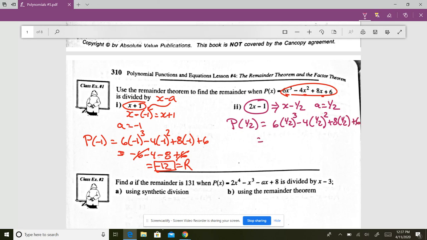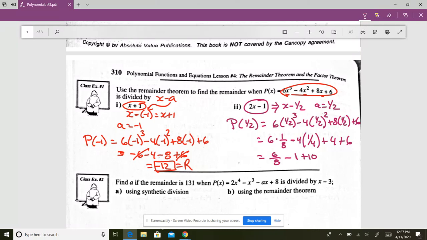So 1/2 cubed is 1/8. 1 cubed is 1, 2 cubed is 8. Minus 1/2 squared is 1/4. 8 times a half is 4, plus 6 over 8. These 4's will cancel, so you get minus 1 plus 10.